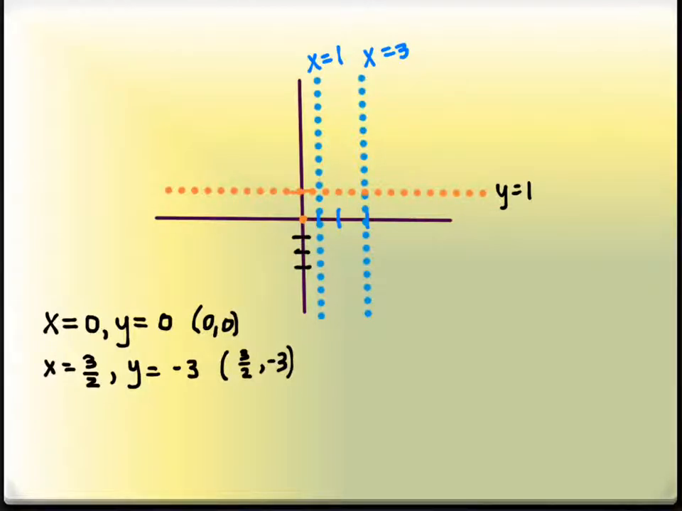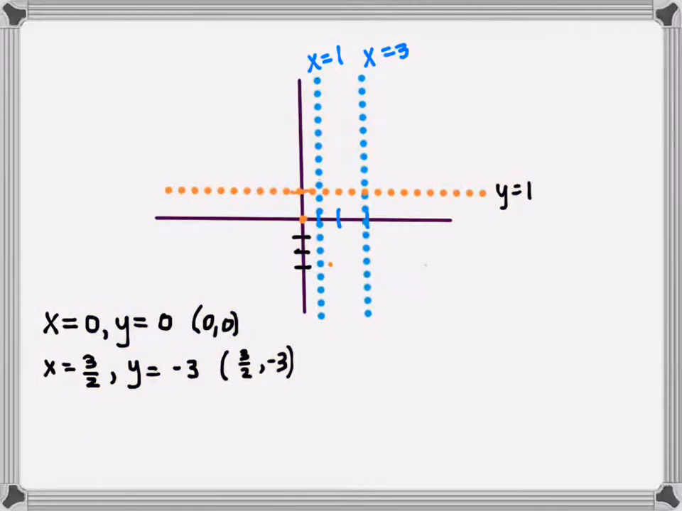So we've got positive 1.5, negative 3, so something like this orange dot right here. Okay, that's not what I meant to do. Let's try that again.